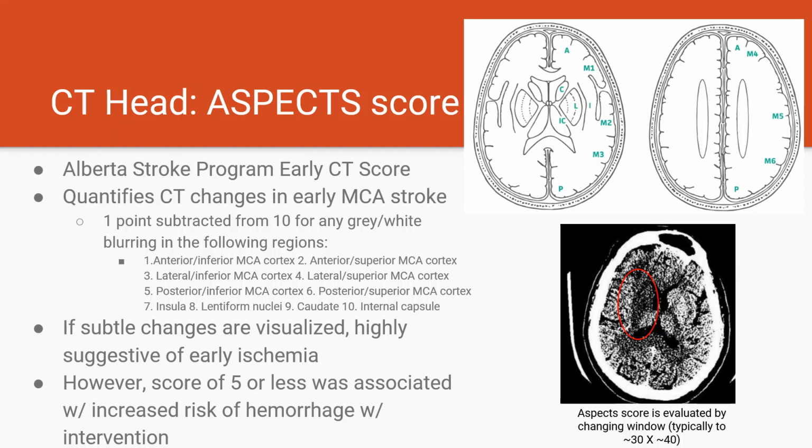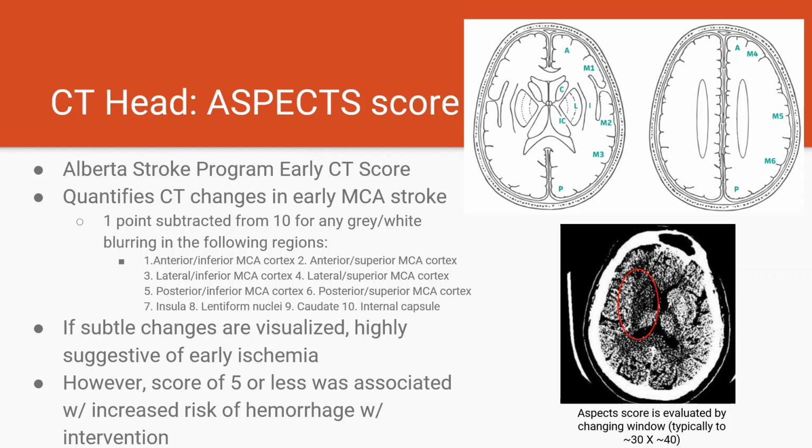It's a grading system where we start at 10, and then we subtract a point if we see gray-white blurring in any of these areas here. If they have a high score, maybe like a 7, 8, or 9, this is pretty concerning for early ischemia, which should be acted upon.